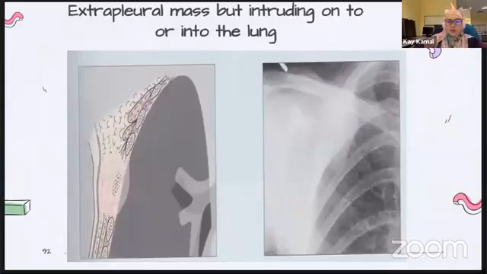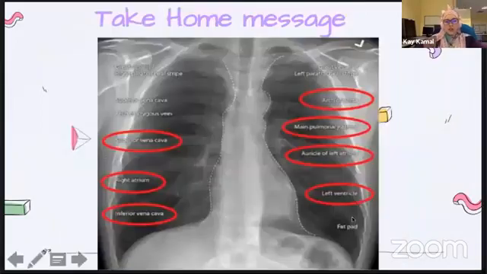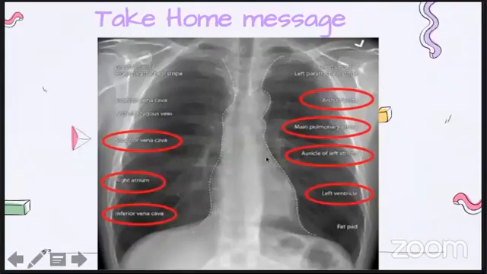So I have come to the end of it. Actually, my take-home message is simple: you need to understand normal before you understand abnormal. So this is the normal mediastinum, and this is a normal chest X-ray, in which these are the mediastinal contours that you must see, and the lines that you must remember.